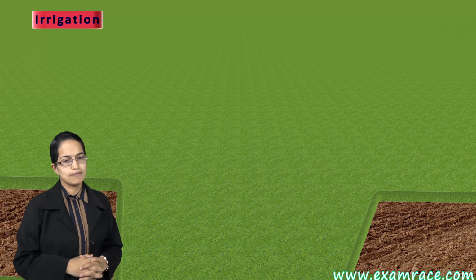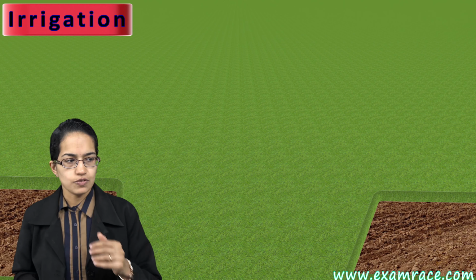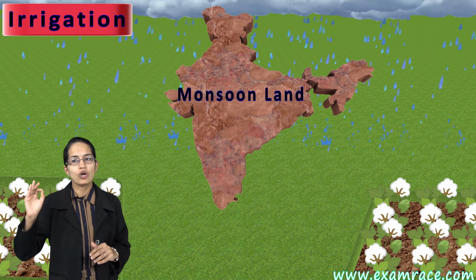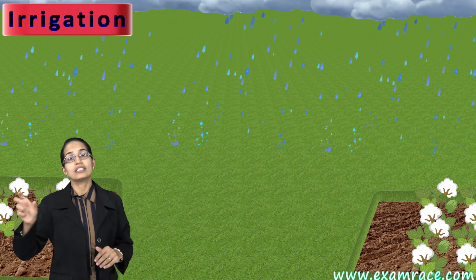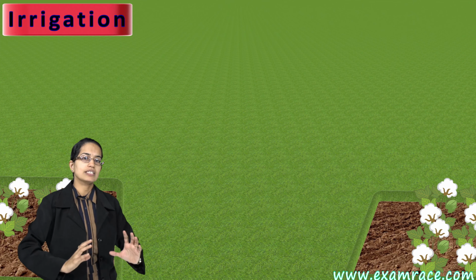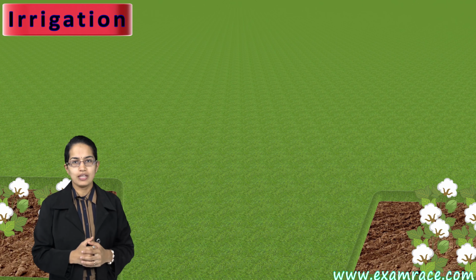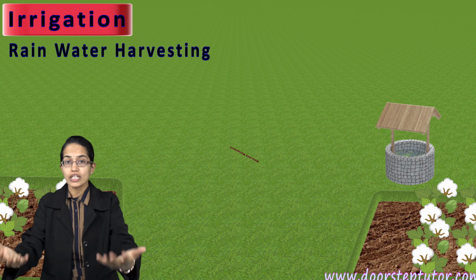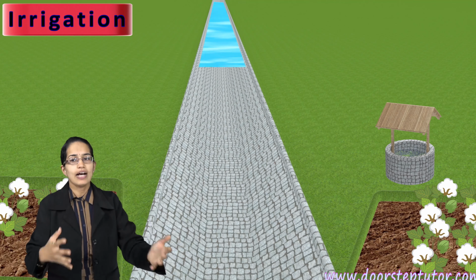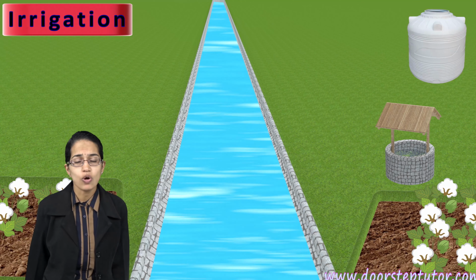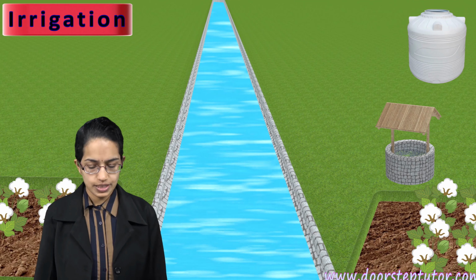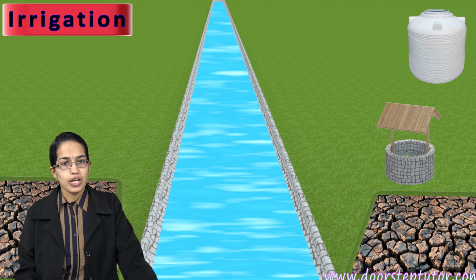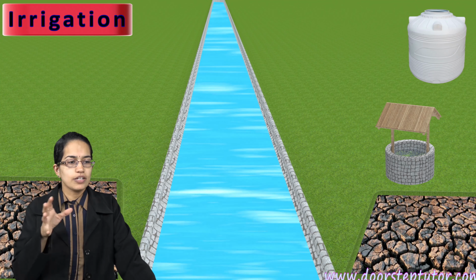The next is irrigation. Now, irrigation can occur through various ways. Firstly, India being a monsoon land, we are highly dependent on monsoon. Poor monsoon implies crop failure. So what we need to have is a backup plan. This backup plan could be in the form of creating wells, rainwater harvesting, or watershed management. It could be forming canals, tanks, or any other means of proper irrigation facility. So in a condition of droughts or irregular distribution of rainfall, irrigation is dependent on these means.